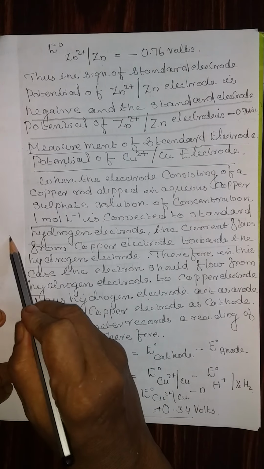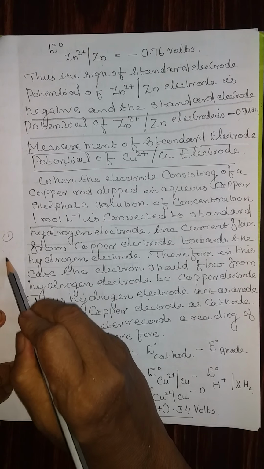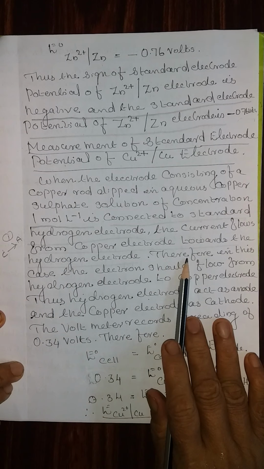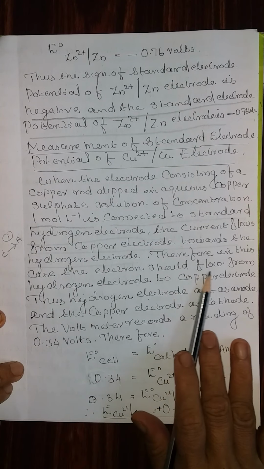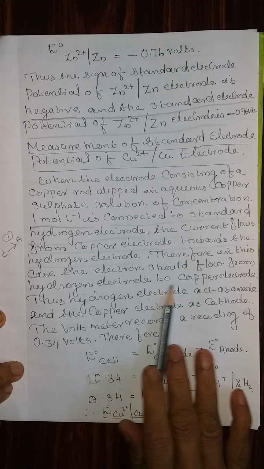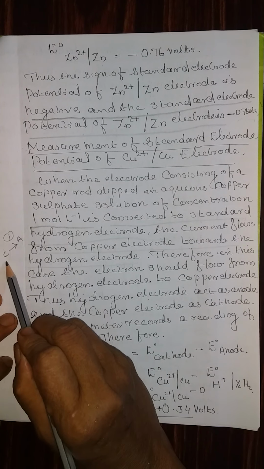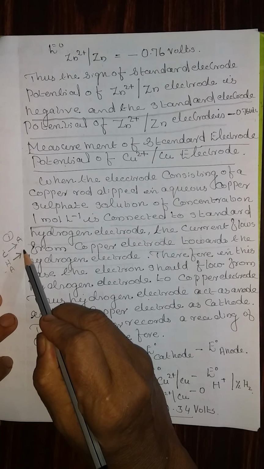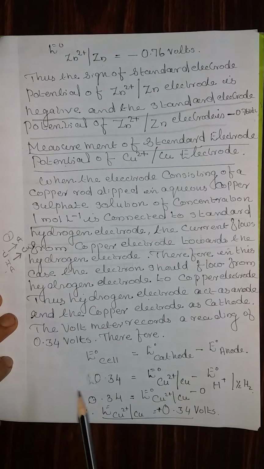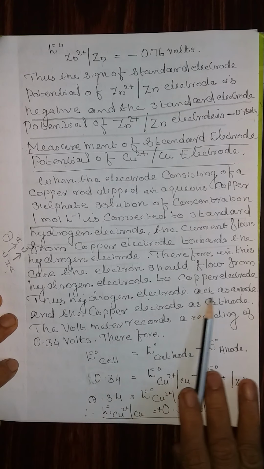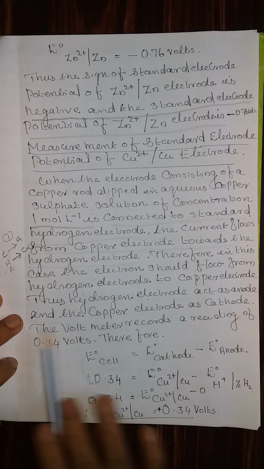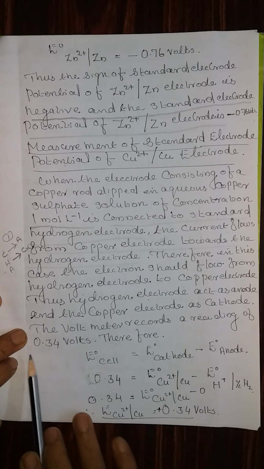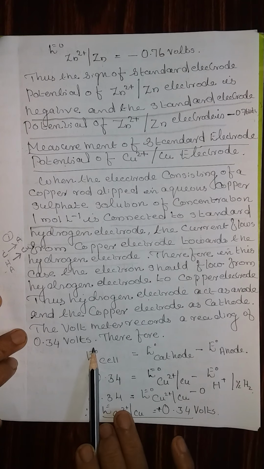First point, the current flows from the copper electrode, that is from the cathode to the anode, as we already discussed. Therefore in this case the electrons should flow from the hydrogen electrode to the copper electrode. We are going to keep hydrogen as the anode. Therefore the electrons flow from hydrogen to the cathode, that is copper. Thus the hydrogen electrode acts as an anode and the copper electrode acts as the cathode. The voltmeter records a reading of 0.34 volts.